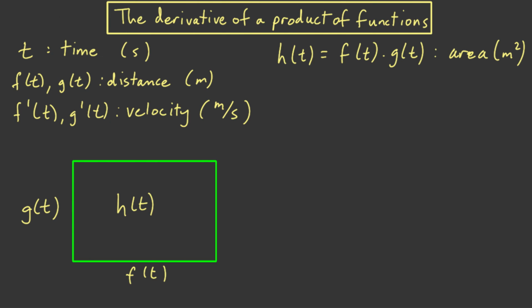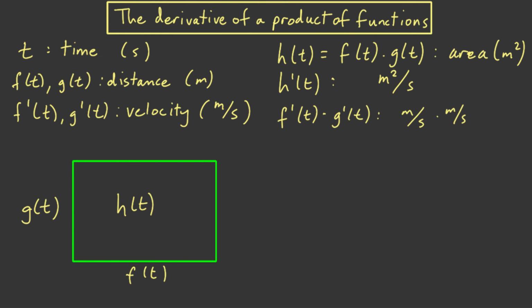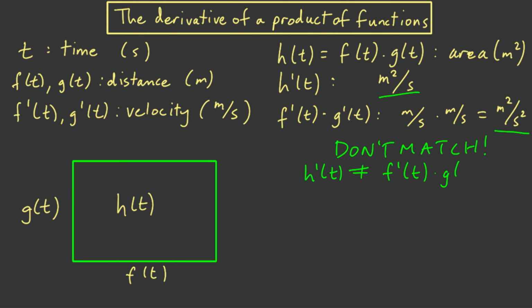Now our goal in all of this is to figure out what's going on with h prime. Now h's output was meters squared, its input is seconds, and so we know that h prime has to be measured in meters squared per second. However, f prime times g prime is meters per second times meters per second, which is meters squared per second squared. And we notice that these two things don't match. And what that tells us is that h prime and f prime times g prime can't be equal because they measure different things.